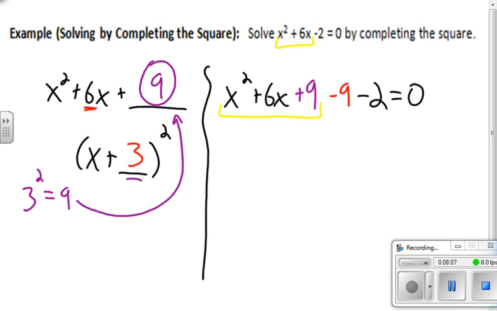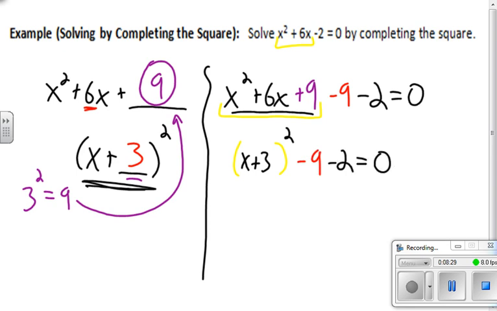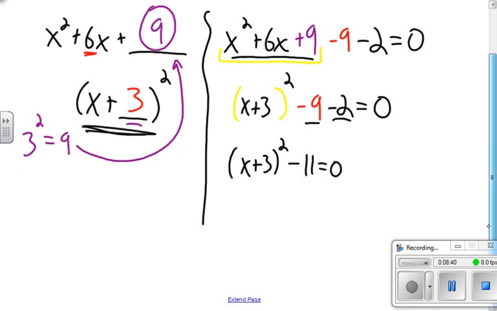Now this part here is our perfect square trinomial. We can rewrite this, put our parentheses around it here, and say that it's x plus 3 squared, because this piece was the same as this piece over here. We still have our minus 9, minus 2, and equals 0. Now from here, we just combine our like terms, so we are left with x plus 3 squared minus 11 equals 0.